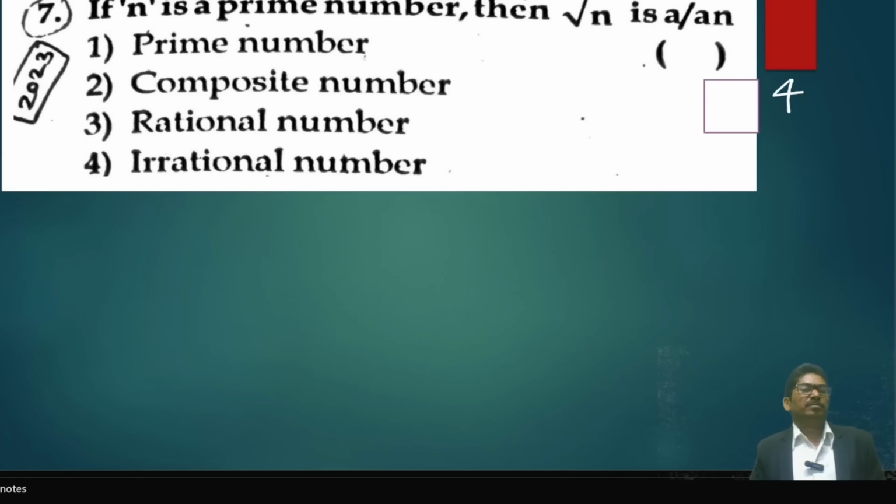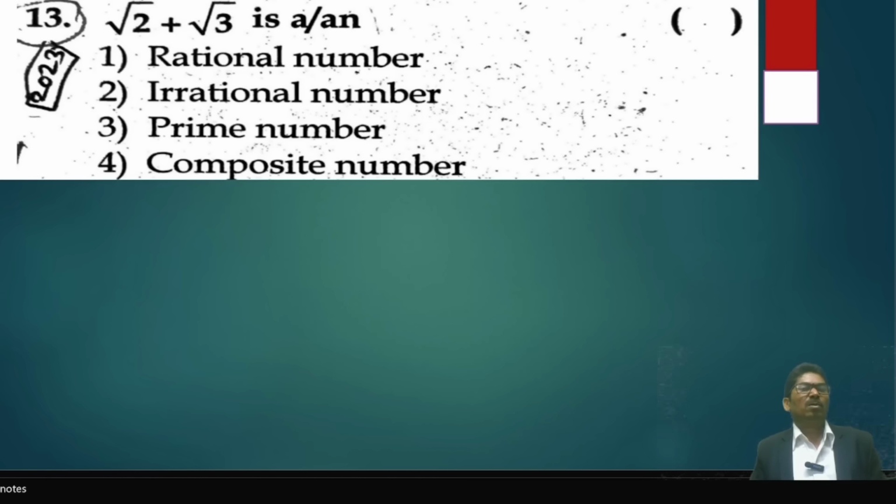Next question 13. Square root of 2 plus square root of 3 is an irrational number. Option 2 is correct. By observing we can identify this answer.